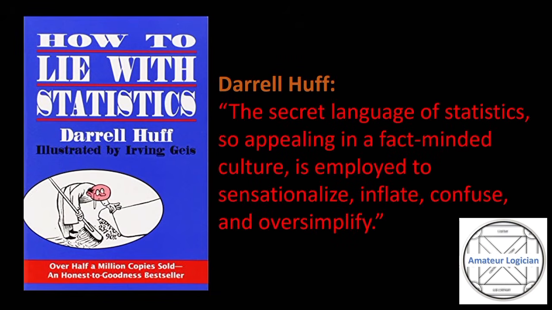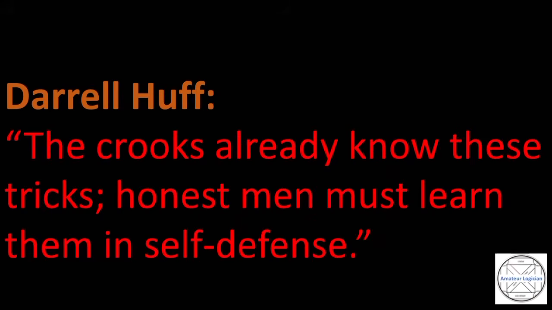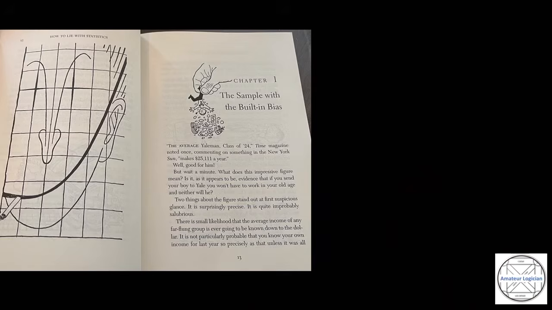The secret language of statistics, so appealing in a fact-minded culture, is employed to sensationalize, inflate, confuse, and oversimplify. Elsewhere he writes, the crooks already know these tricks. Honest men must learn them in self-defense. Chapter 1 in the book is the sample with built-in bias.